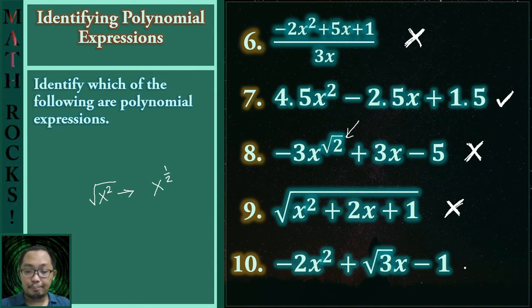And for number 10, here you will notice that yes, we have a radical expression, but the only expression inside this radical is the 3. So our coefficient is the square root of 3, not the x. So this will still be a polynomial expression for that reason.